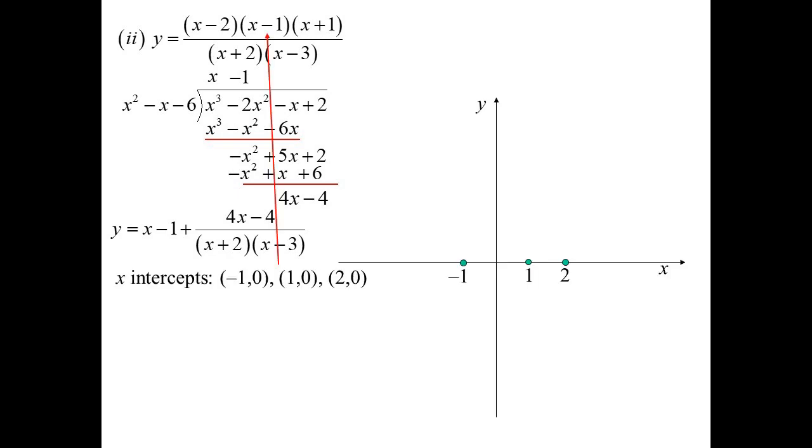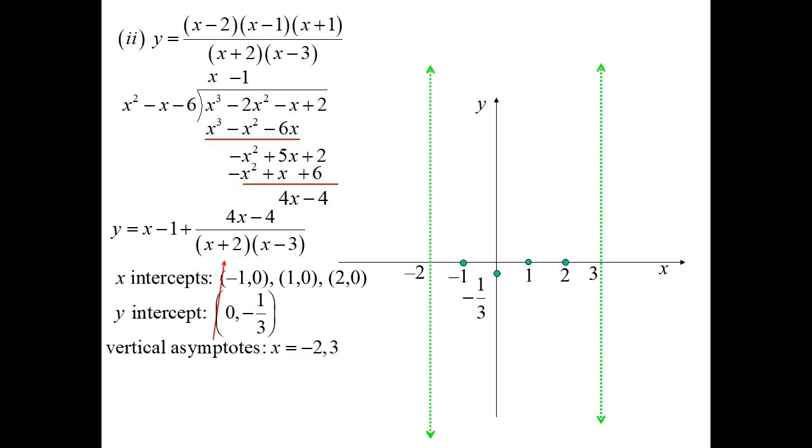X-intercepts, go to the original equation. We've got 3 of them. Let's plot them in. 2, 1 and negative 1. The y-intercept is negative 1/3. Vertical asymptotes, bottom of the fraction, negative 2 and also at 3.